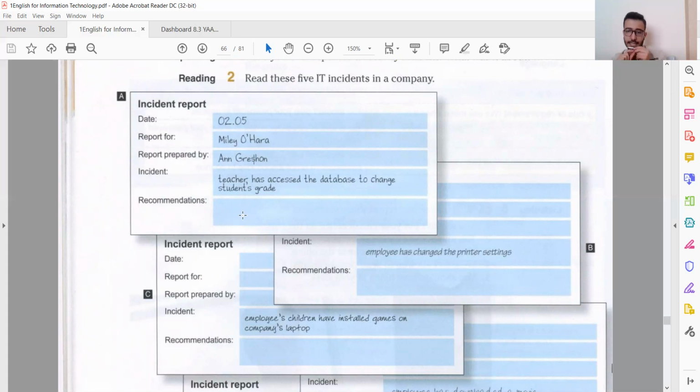The second one, employee has changed the printer settings.